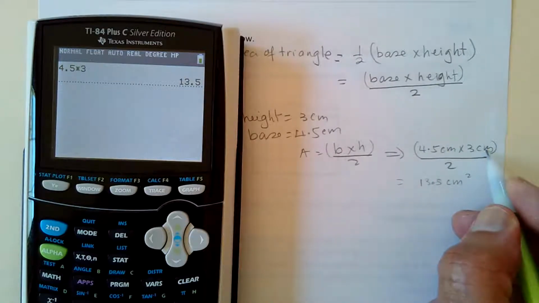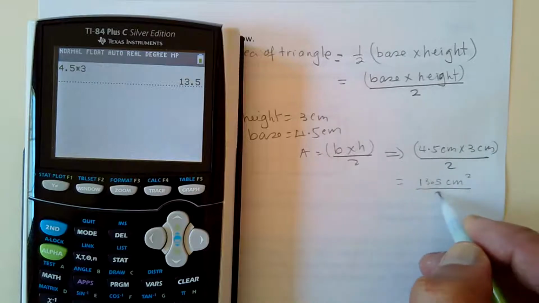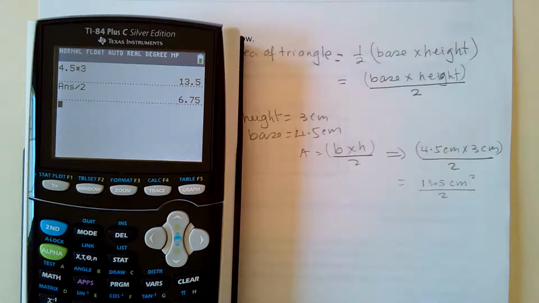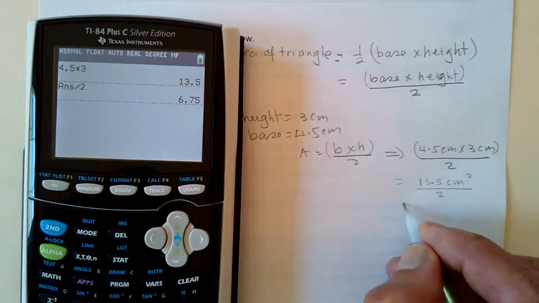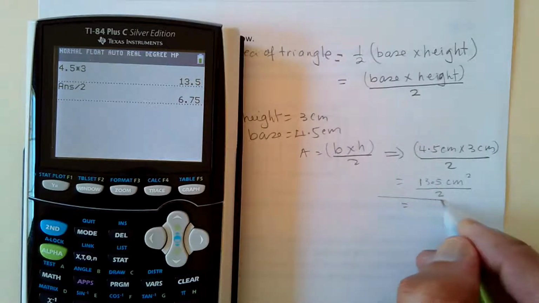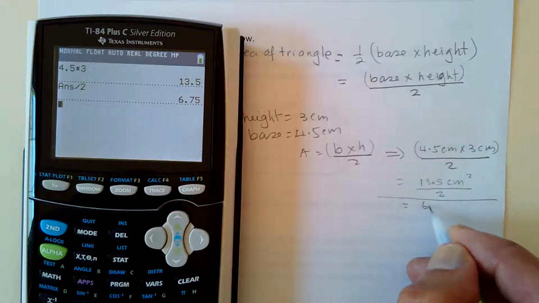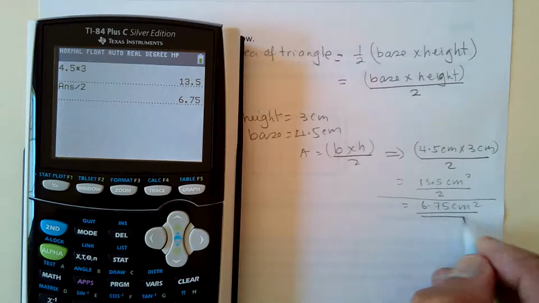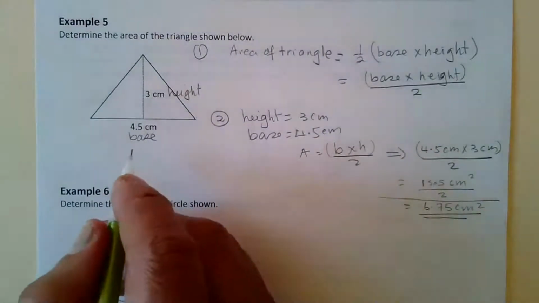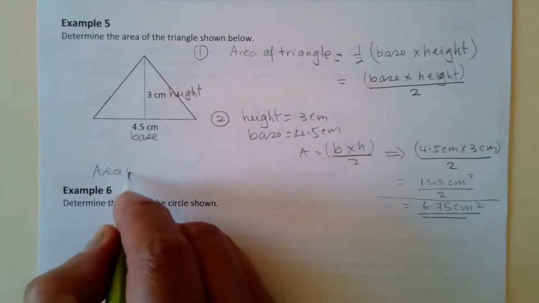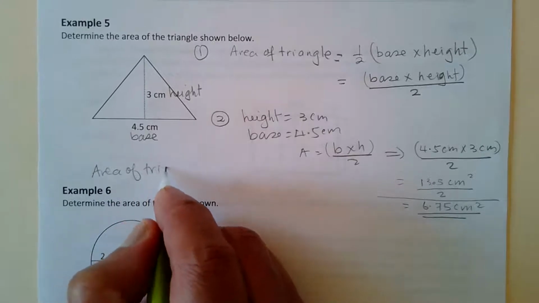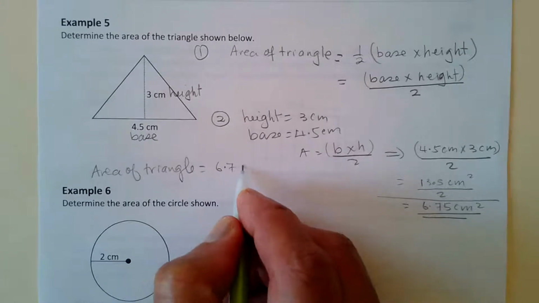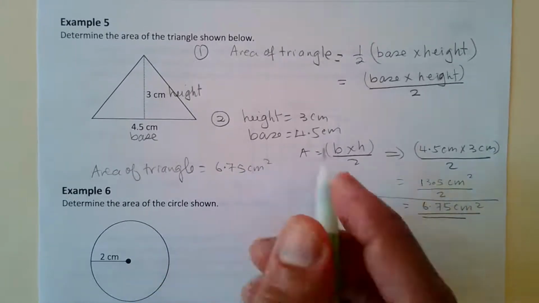Notice centimeters times centimeters is centimeters squared, divided by 2 equals, okay, I'm going to make sure to separate these, 6.75 centimeters squared. So the area of this triangle is 6.75 centimeters squared.